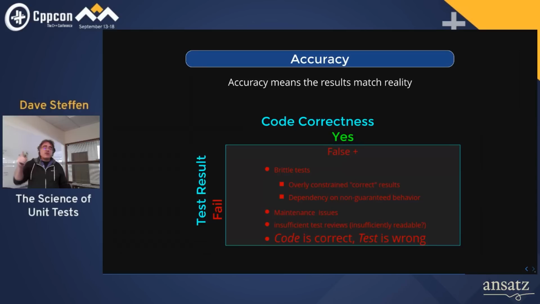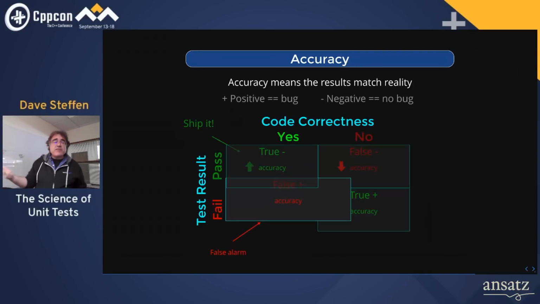Now let's go down to the false positive case, all right? False positive means your code is correct, but your tests fail. How does this happen? Brittle tests. Someone fixed something and broke it. This is the example before of the correct definition of the correct answer, all right? Or you're depending on non-guaranteed behavior. You're depending on the order in which you iterate through something in a hash structure or something. Or it got broken under maintenance, or you had insufficient test reviews or something. The point is the code is correct, the test is wrong. This is a false alarm. And the cost of this is wasted time, because you have to go fix something although your code's correct and you could ship it. So that's a false alarm, okay?